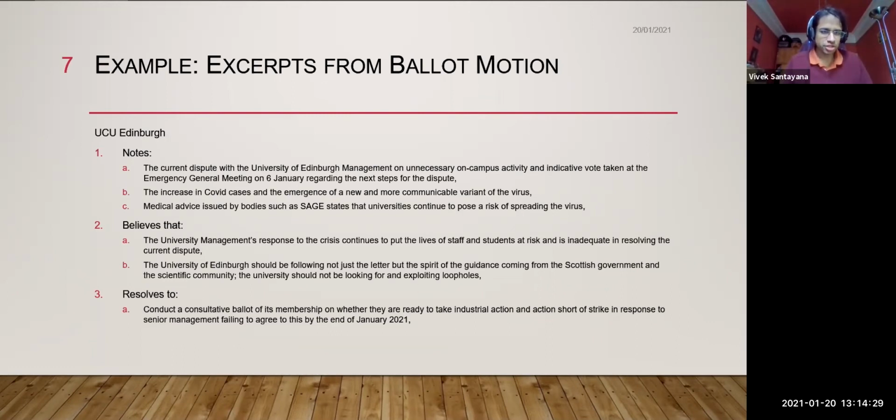So you'll notice that there is a notes section which establishes in the first clause the context of the dispute with management. The second clause, the issue around the increase in COVID cases and the more communicable variant of the virus emerging. And then the medical advice. The notes clause basically highlights the context in which the motion is operating. The believes clause establishes the principles that are motivating this. Now, like I said, these aren't statements of fact, but these are valuative statements. And finally, the resolves section gives you what the action is that the branch needs to be taking by passing this motion.